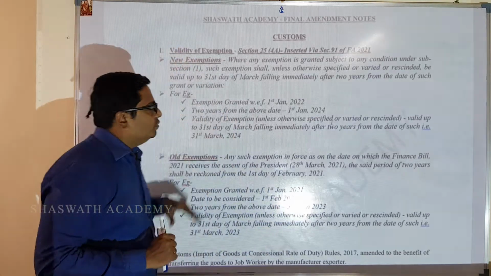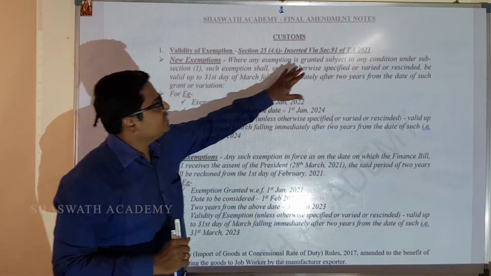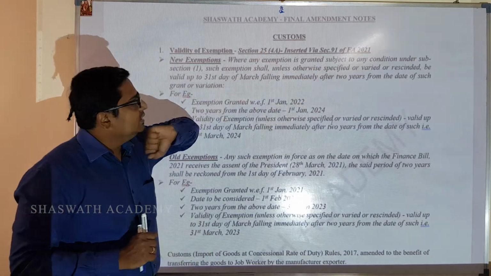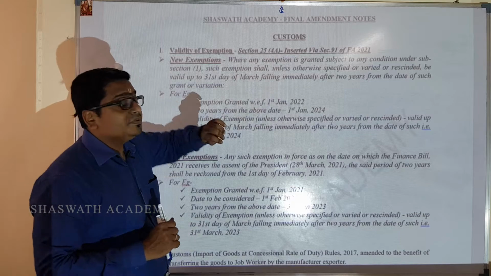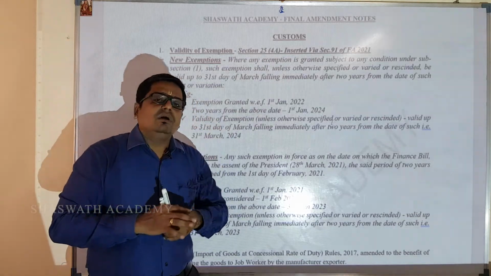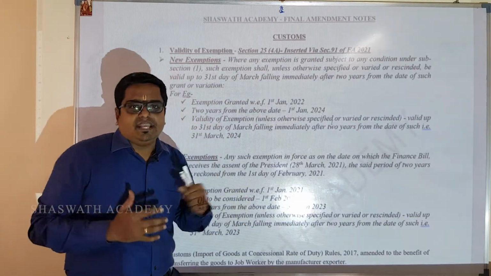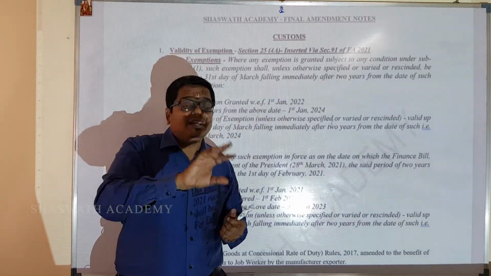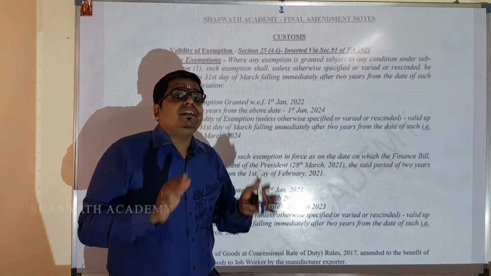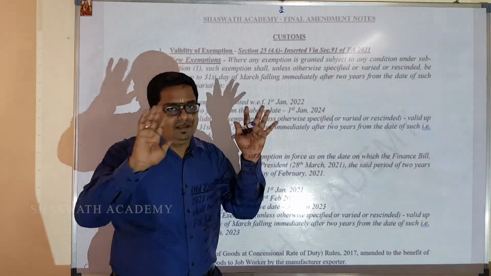So let's go ahead. One of the first important amendments is section 91 of the Finance Act 2021, which goes on to amend section 25 subsection 4A, which is the validity of an exemption. My dear brothers and sisters, previously any exemption is valid as long as a validity date has been specified, and if nothing is specified, until it is rescinded, it is valid.